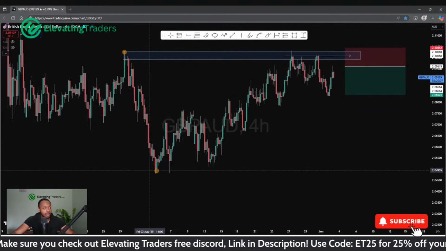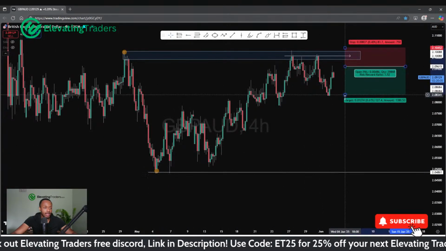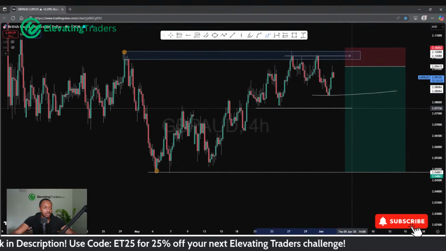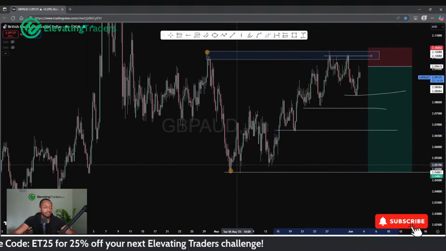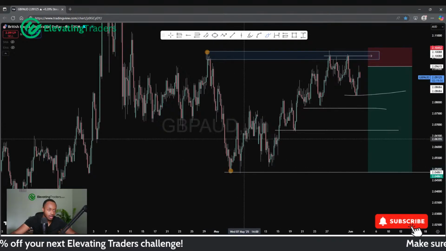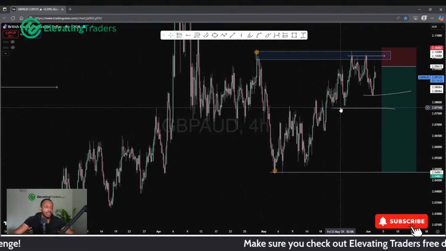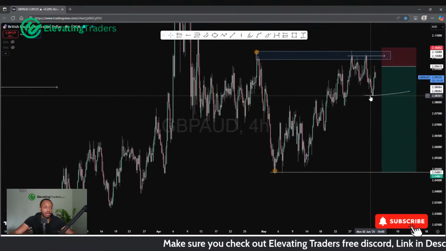Then targets, up to you. Of course, naturally, a pushback to the low would be my expectation. But again, there are many lows you can look to target and secure gains from. You don't have to be trying to push it all the way to the low to look for that home run. There are other targets to contemplate, or at least manage the trade from.